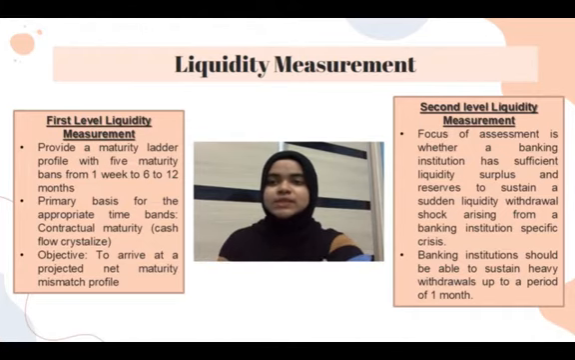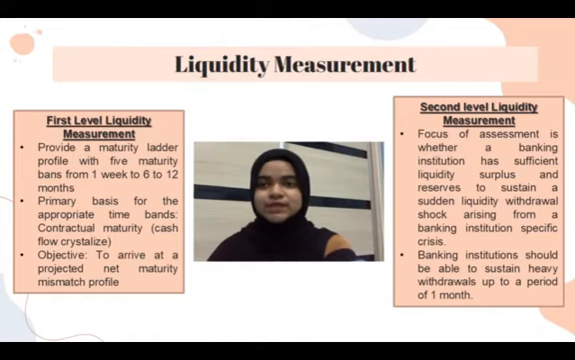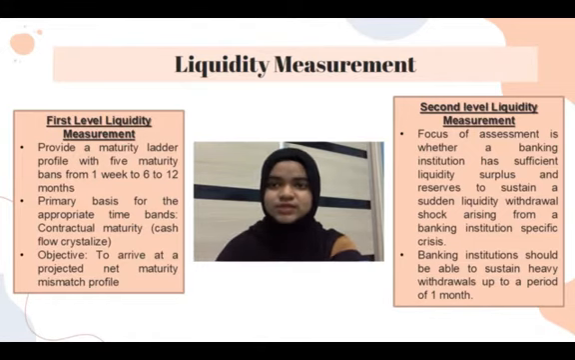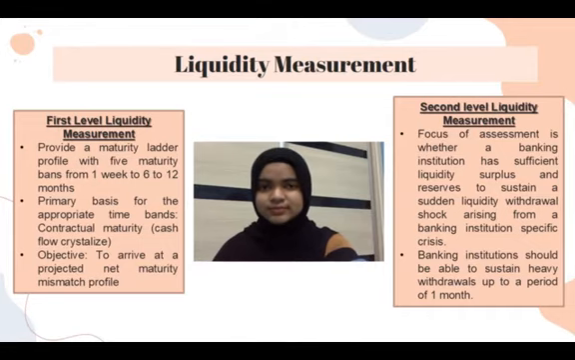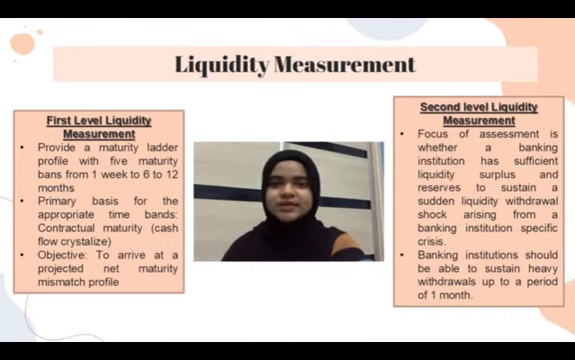The primary basis for determining the appropriate time bands is the contractual maturity, which is when the cash flows crystallize. As a guide to banking institutions, the BNM provides a list of recommended treatments to arrive at the behavioral maturity of loans, deposits, and undrawn commitments.